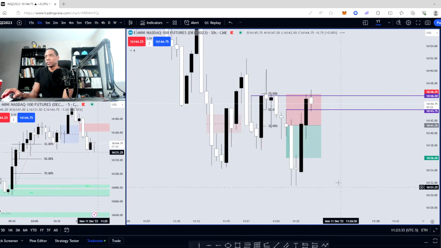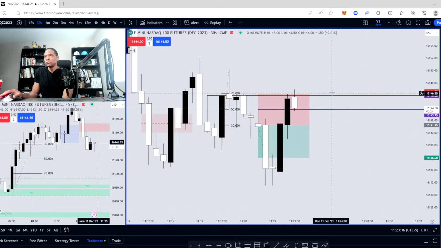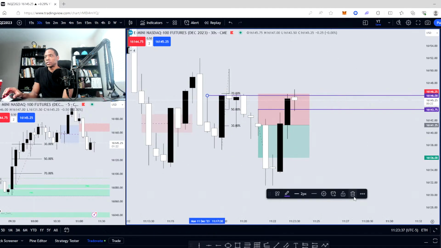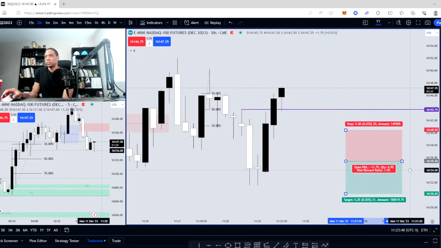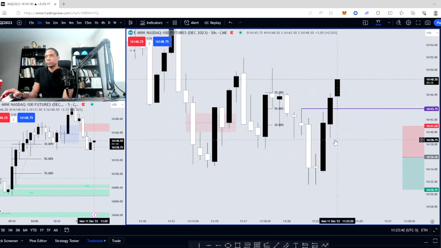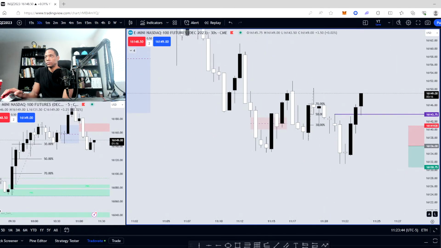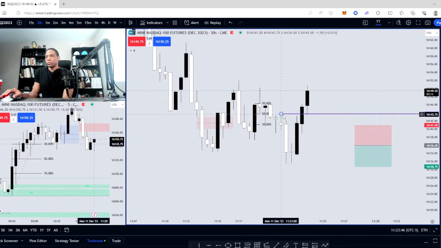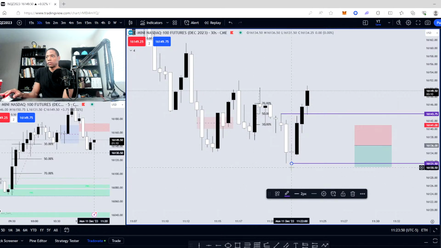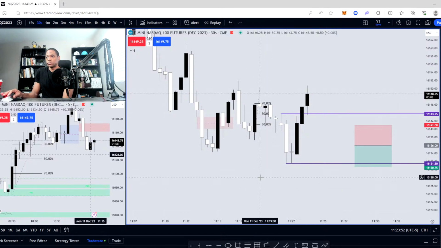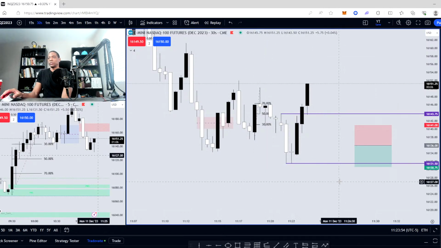Let's move over to the 30-second. Move this high. Shift this over. So we have a break of a high. Now we need a new low from relative equal lows here.